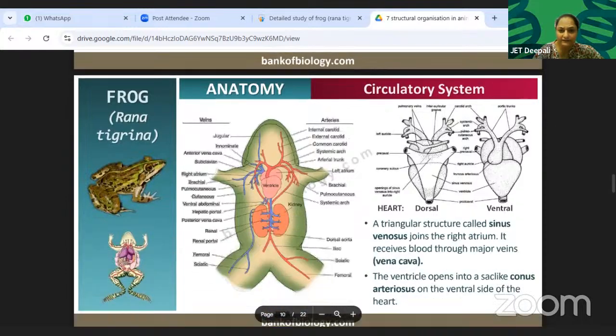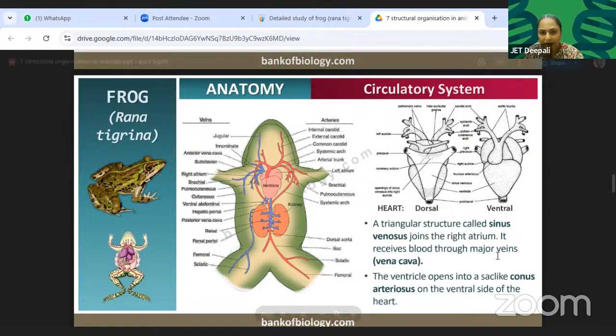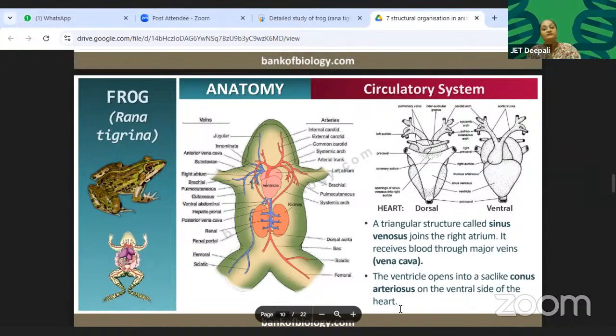Now, circulatory system again. A triangular structure called the sinus venosus joins the right atrium, which receives blood through the major veins, the vena cava. See, this is precaval, this is right precaval. The ventricle opens into a sac-like conus arteriosus on the ventral side of the heart.